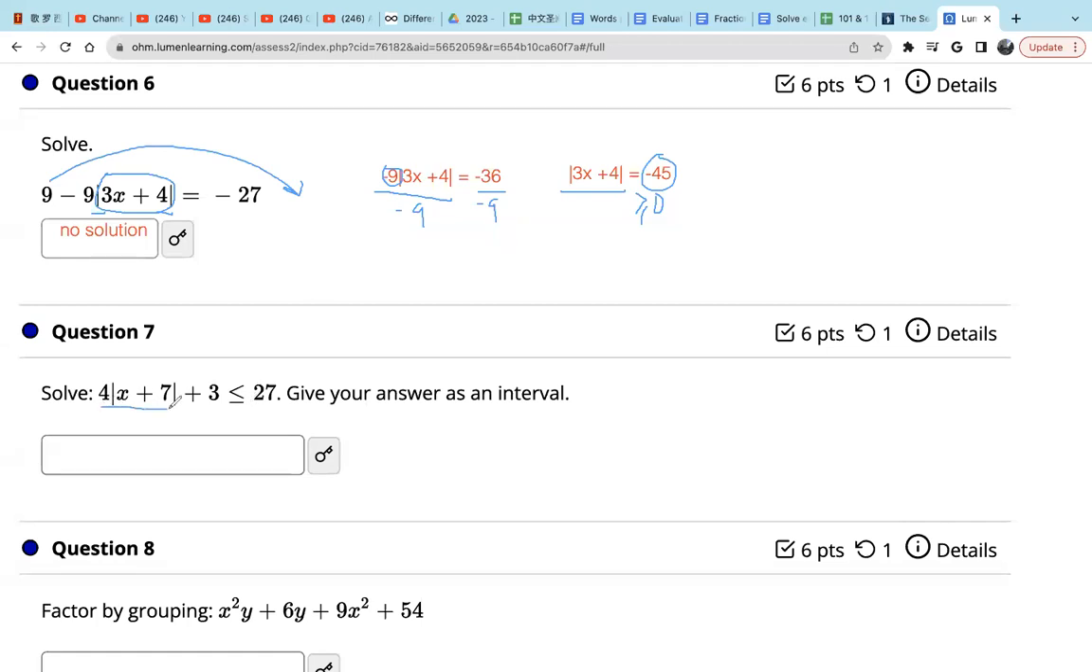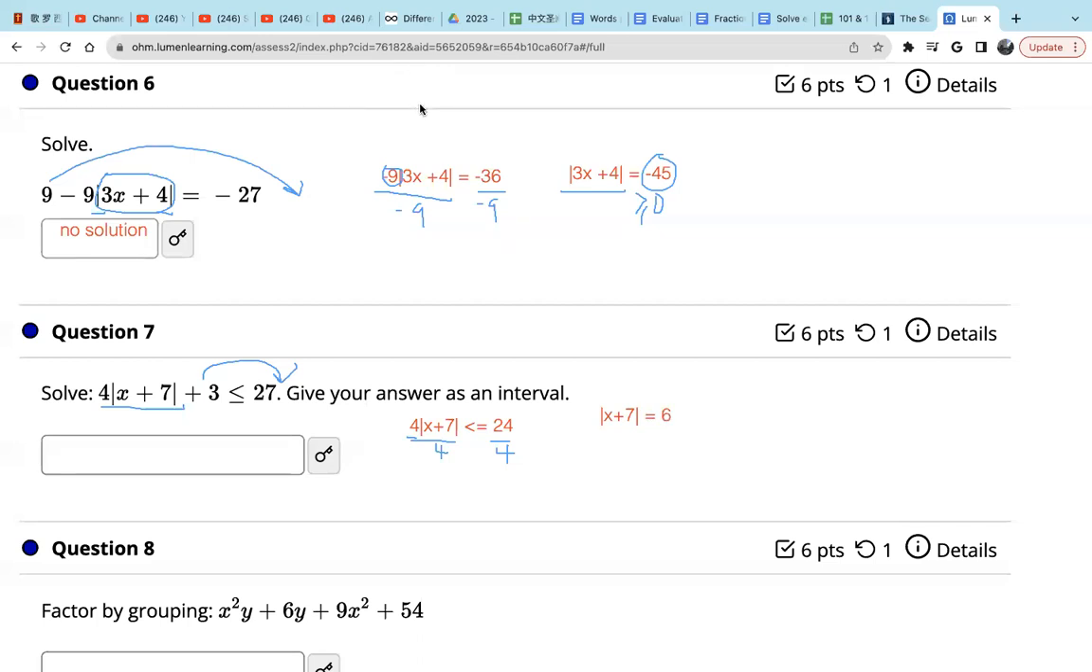Let's see this one. First, we want to get rid of this 3. We want to move this 3 to the other side. So then we get 4 times the absolute value of x plus 7 less than or equal to 27 minus 3, which is 24. Now we see this 4 is multiplying the absolute value, so we divide by 4 on both sides. When we do that, we get the absolute value of x plus 7, 24 divided by 4, 6.